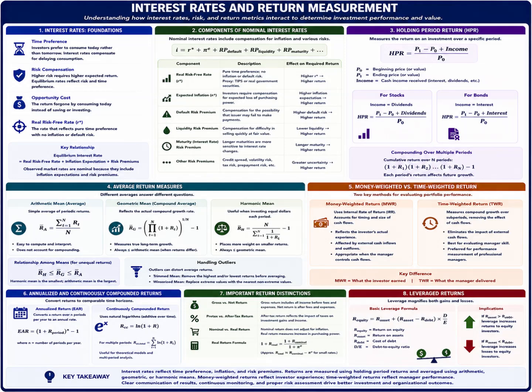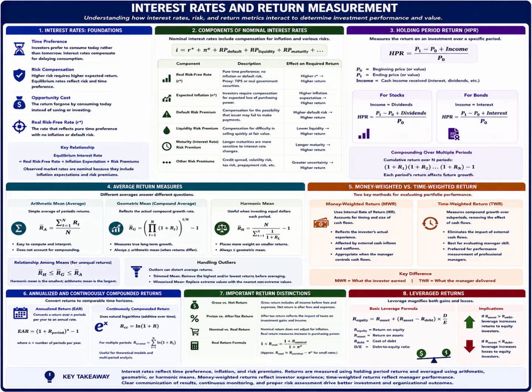Another important concept discussed is the harmonic mean, which is useful when calculating the average cost of investments purchased in equal monetary amounts over time. The harmonic mean often produces a lower value than the arithmetic mean because it places greater weight on smaller observations. The topic establishes the mathematical relationship among arithmetic, geometric, and harmonic means, showing that the harmonic mean is always the smallest and the arithmetic mean the largest when values differ.